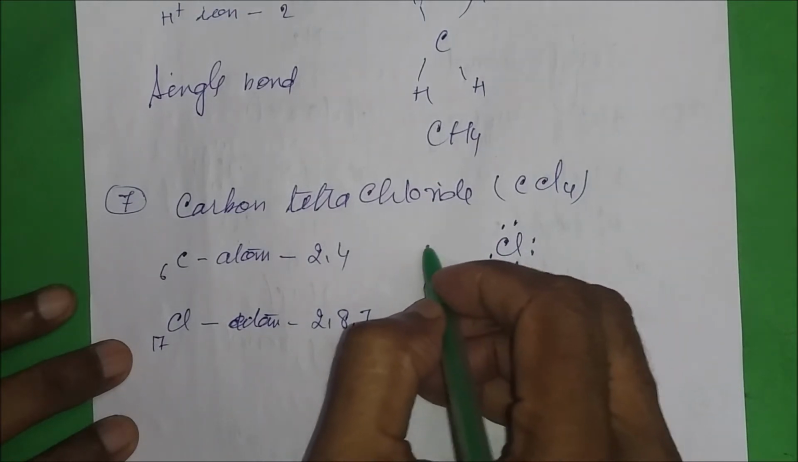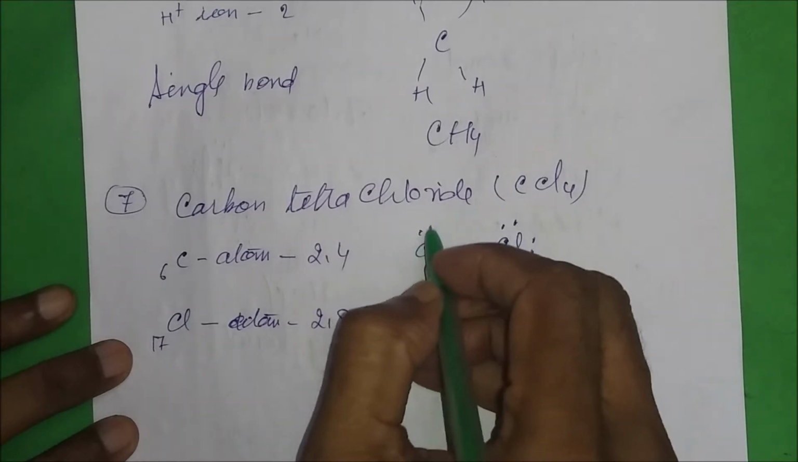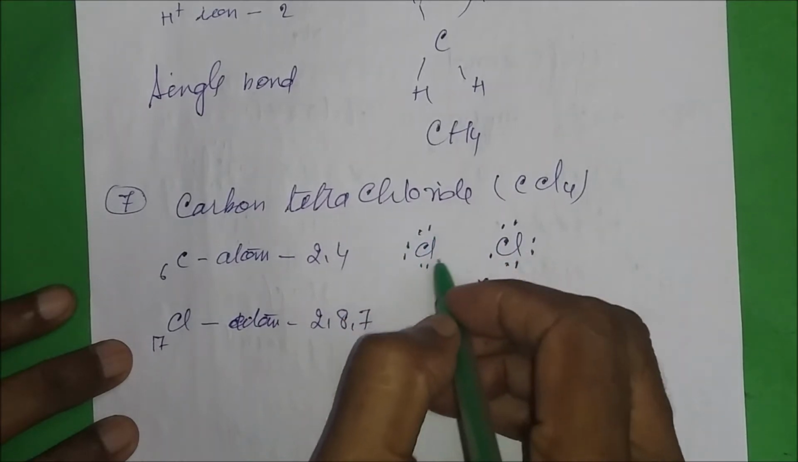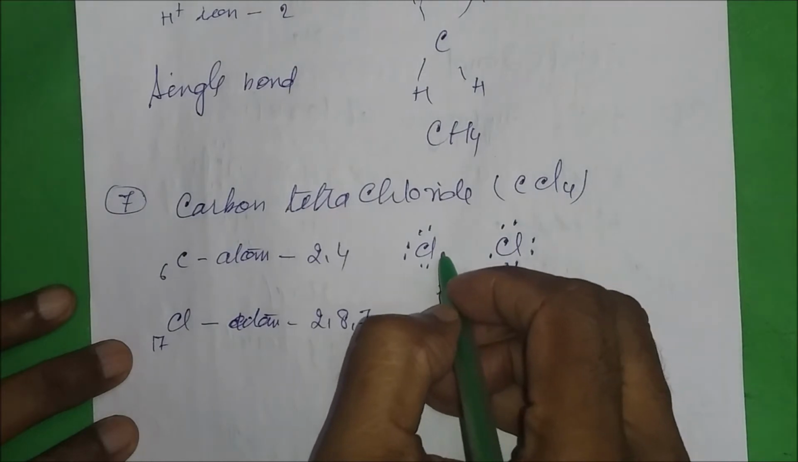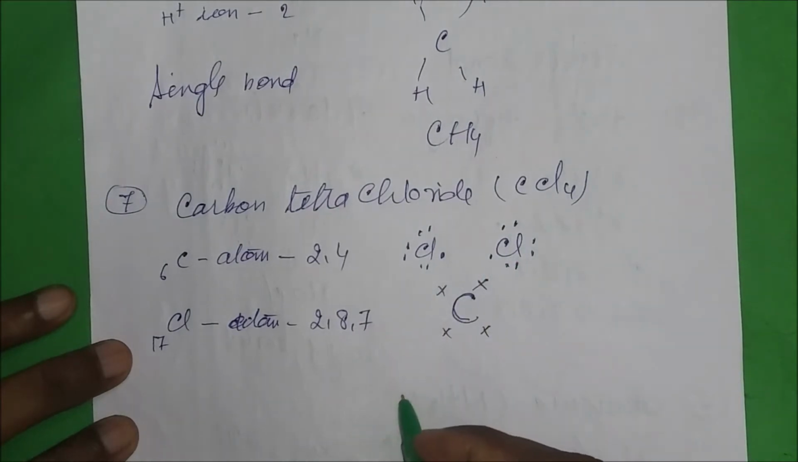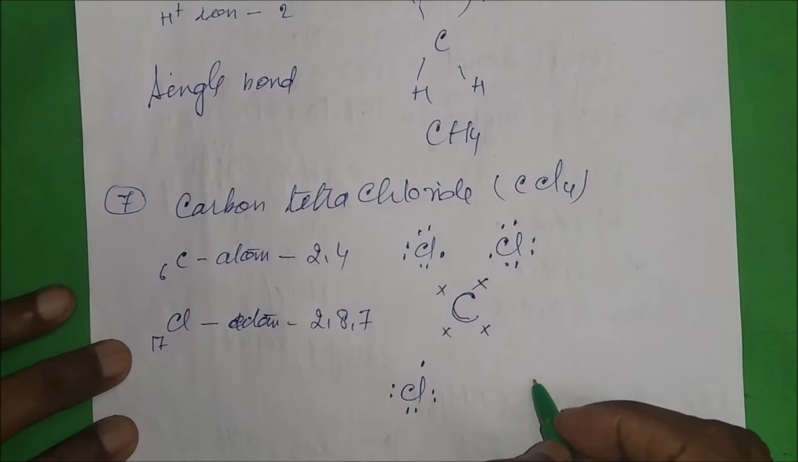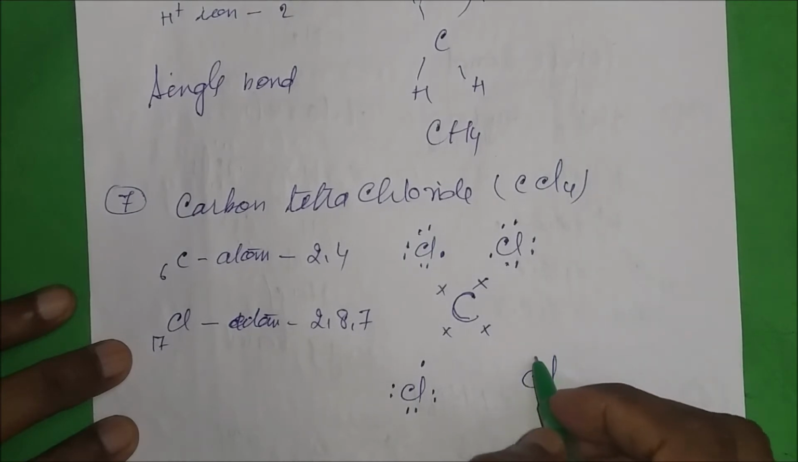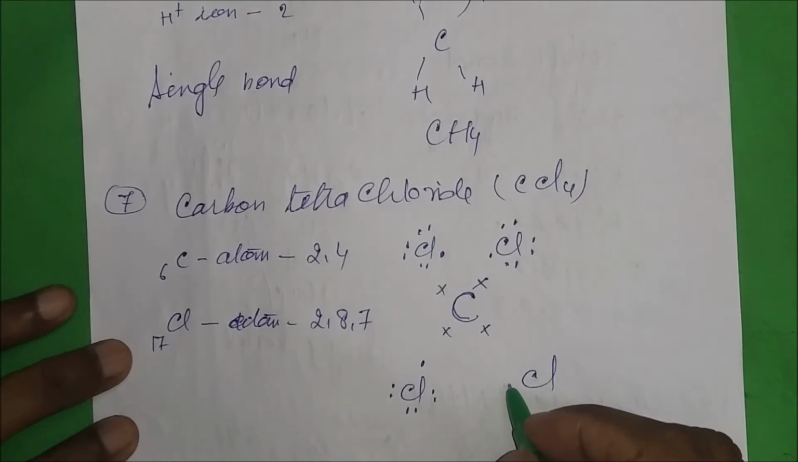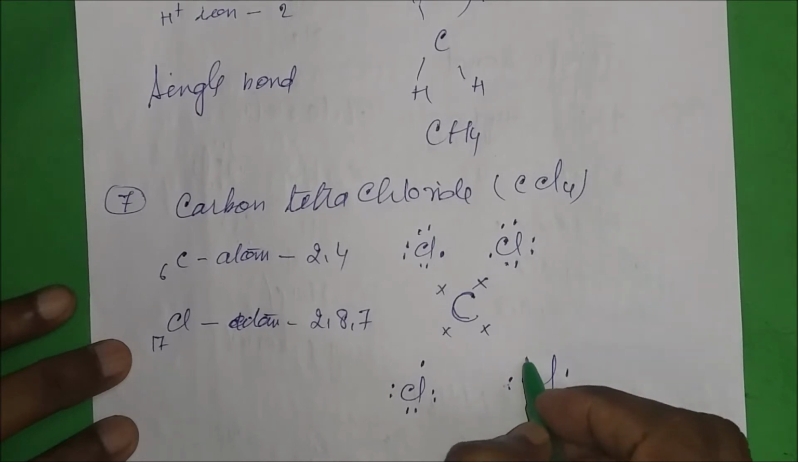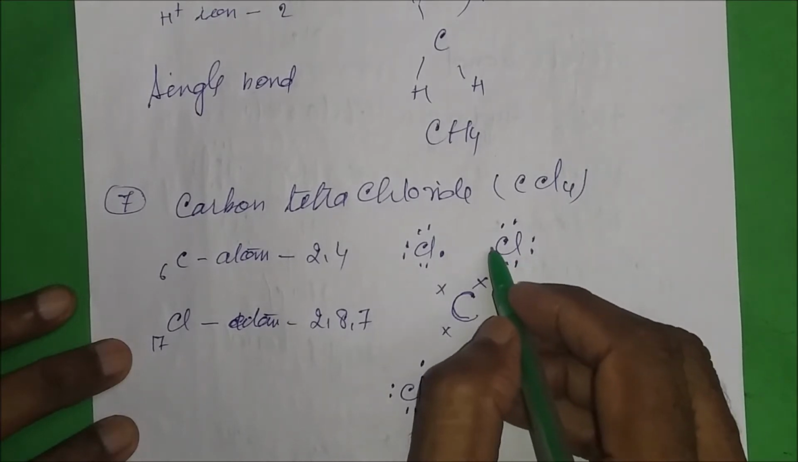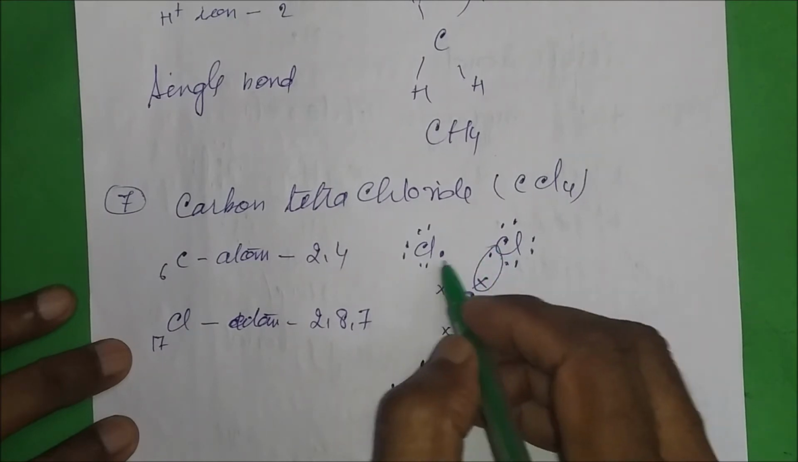So here also chlorine, what will you write here? 2, 4, 6, and 1, 7. Here also, what will you write? Chlorine, 2, 4, 6, and 1, here 7. Here also write chlorine. What will be there? 2, 4, 6, and 1 here. Now this chlorine combines with this one here.